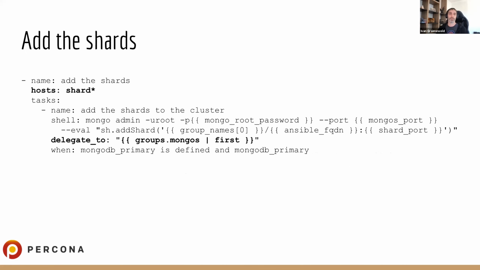Thank you very much. The last part, we generate the add shard command and run it on a MongoS. And the idea for this is that we can dynamically generate the command, again, using the variables that we have. And then there's a way to run this on the MongoS server instead of in the actual shard by using delegate to, okay? So delegating to the first member of the MongoS, it will do the trick.